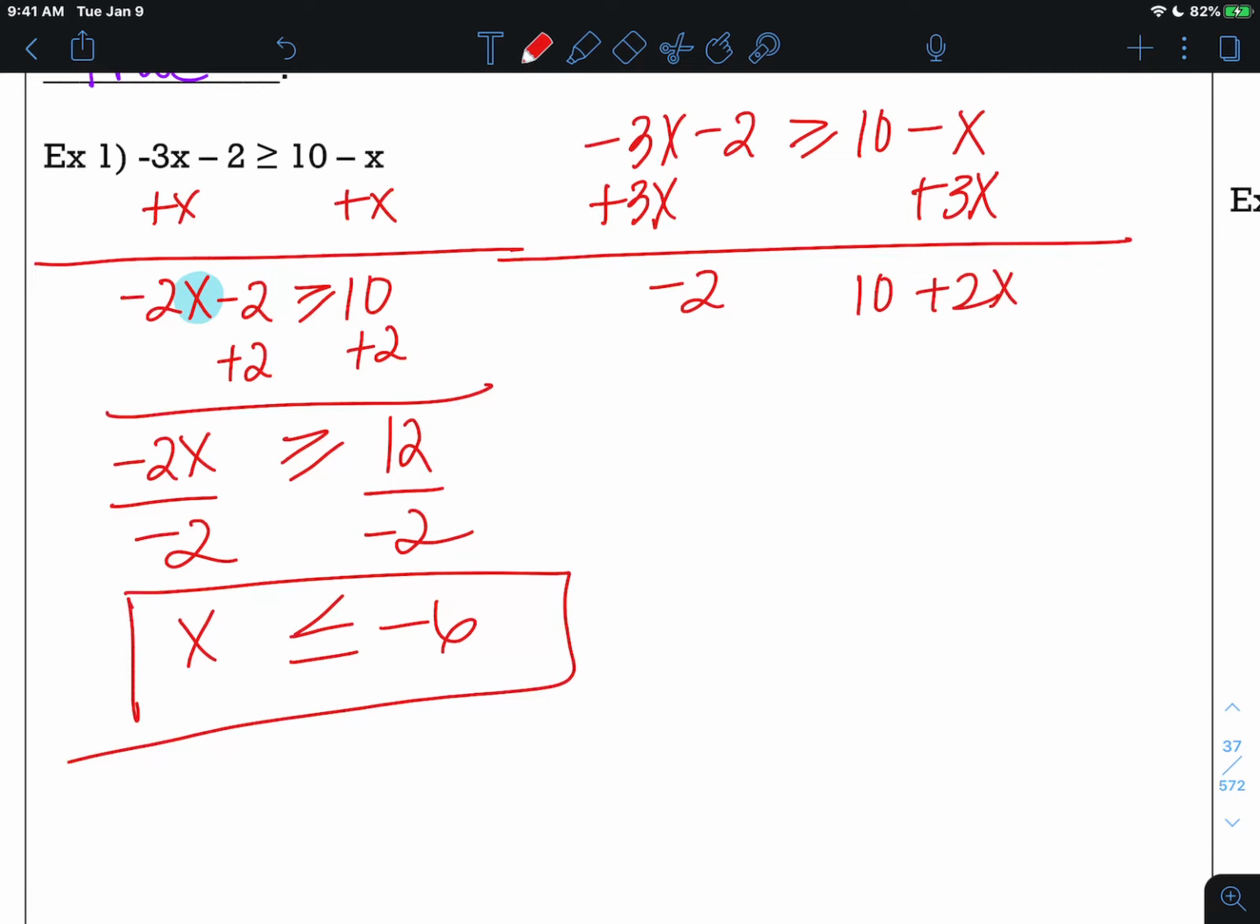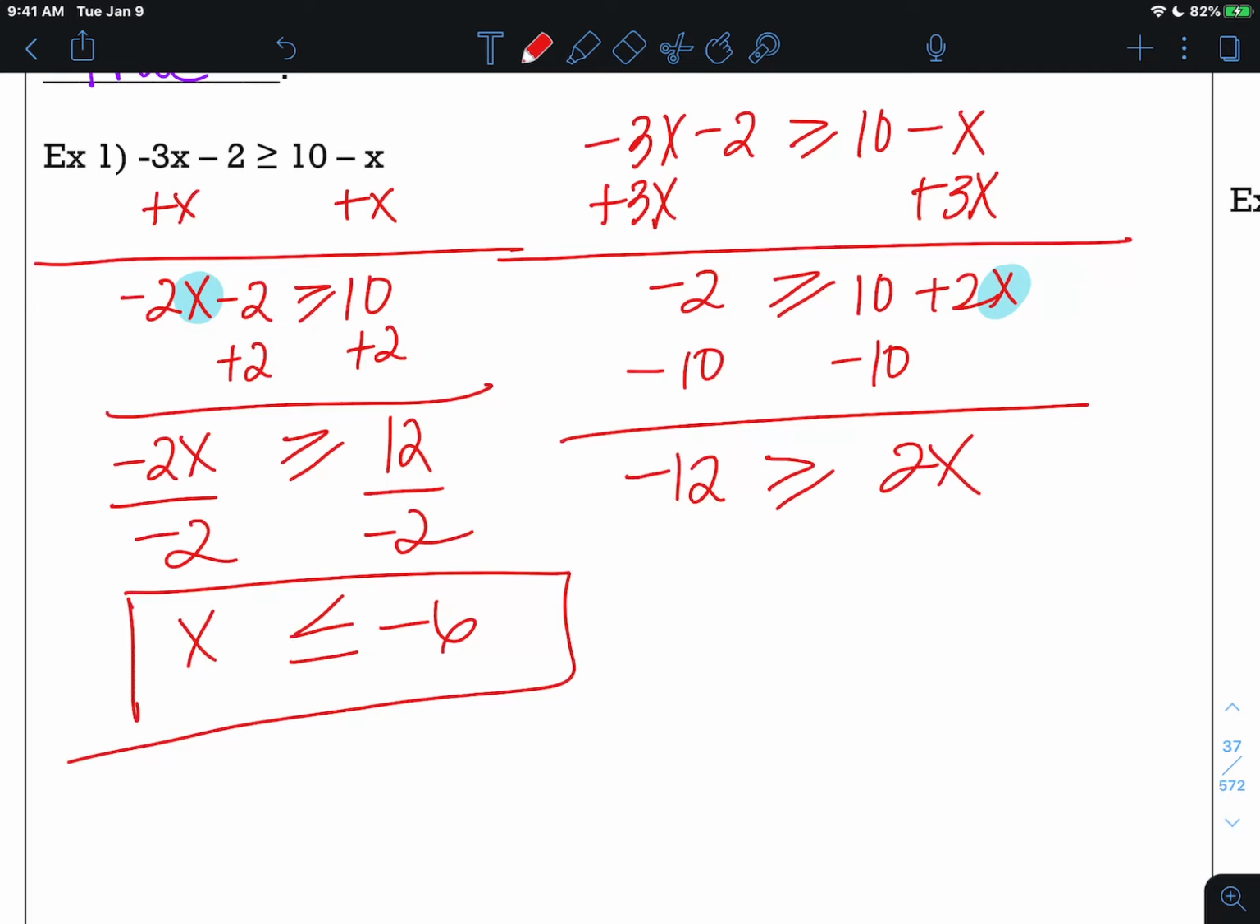And I ended up with this. Did I multiply or divide by a negative number? No. Symbol stays the same. All right, now I need to go ahead and do my exciting move, great divide, to get that x by itself. I'm going to move the 10. And because I did not multiply or divide by a negative number on both sides, I don't need to change my symbol. Then I can divide both sides by 2, my great divide.